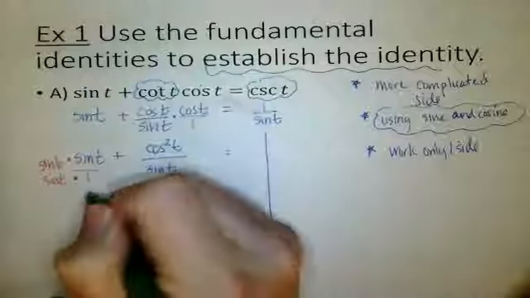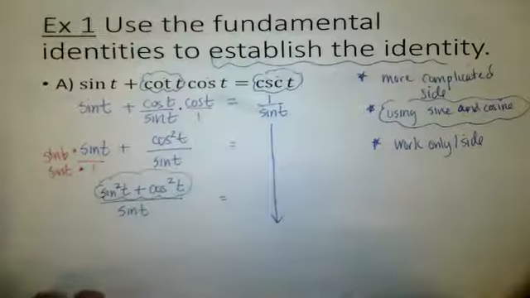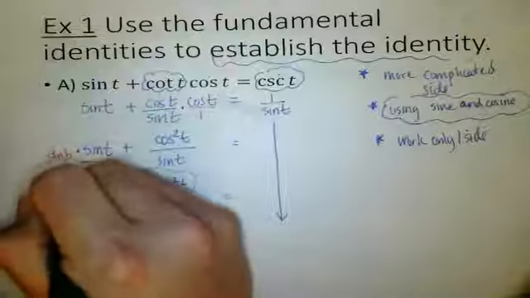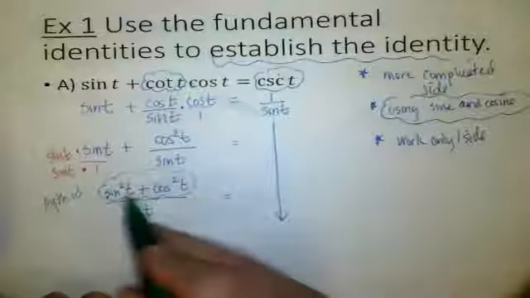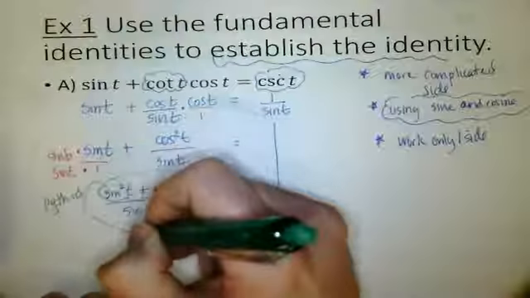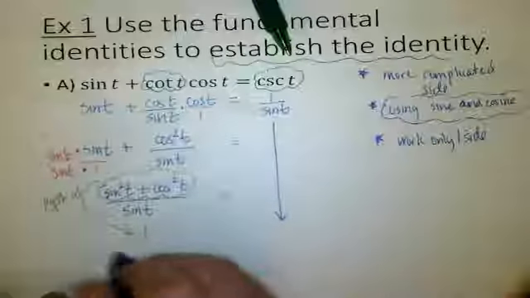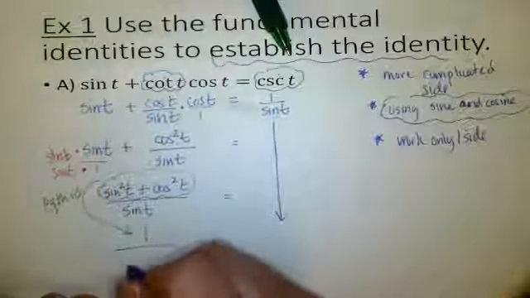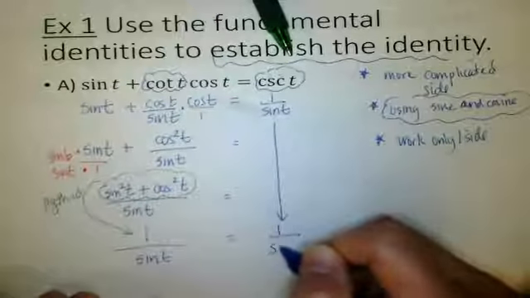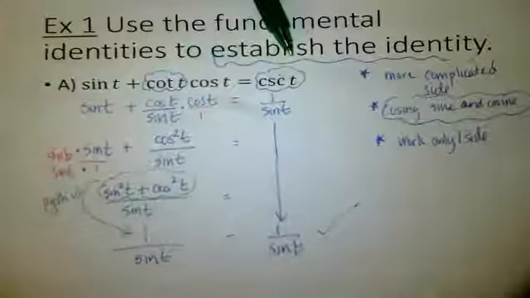Bells are going off. Bells are ringing. Because it's an identity. What is sine squared plus cosine squared? 1. That is our Pythagorean identity. Sine squared plus cosine squared is 1. So trade that out for that 1. Much easier. Over sine t. We're done. Look at that. We did it.